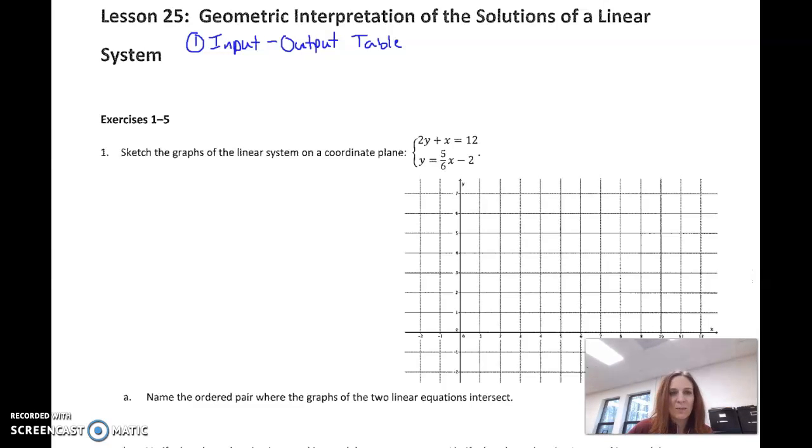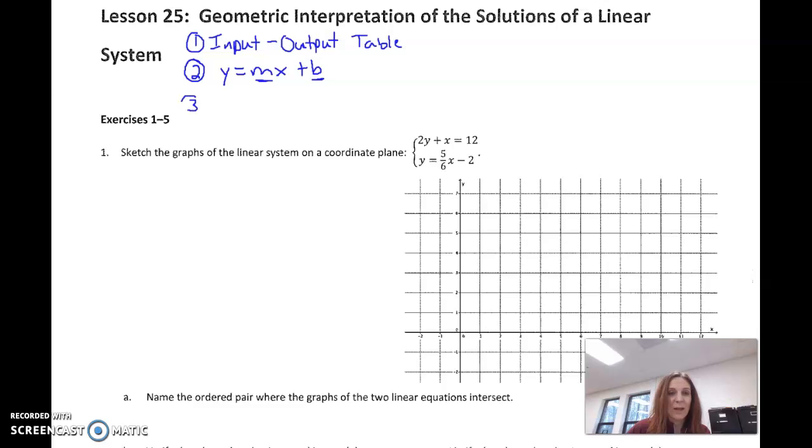And then the second way we learned to graph a linear equation was slope-intercept form. y equals mx plus b. b is our y-intercept, m is our slope. So if it's in slope-intercept form, we can plot our y-intercept and then apply our slope.